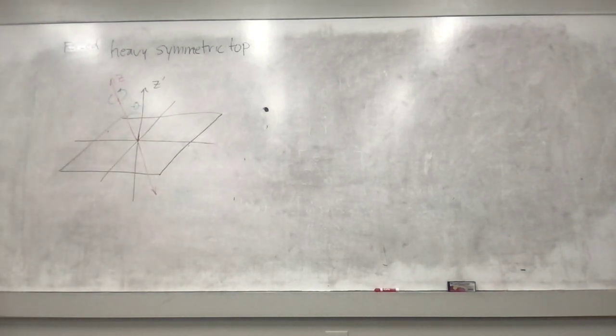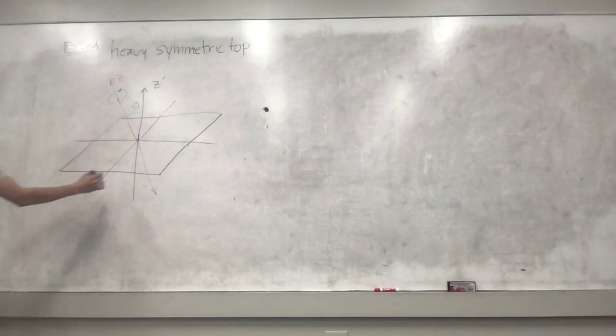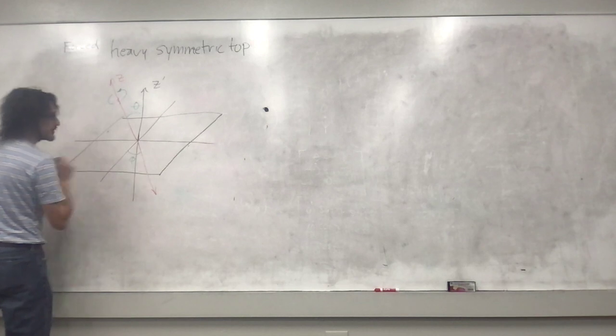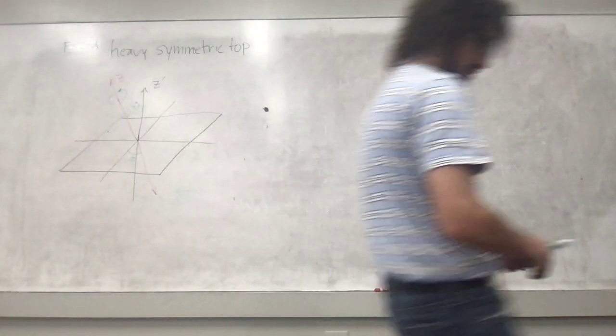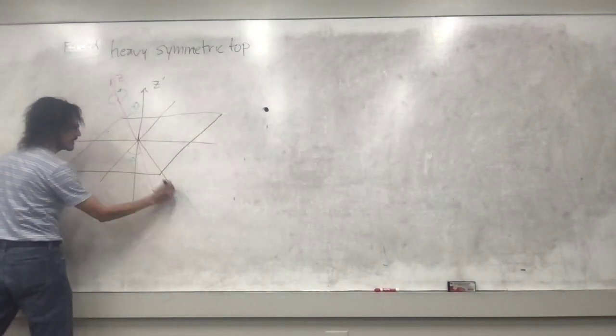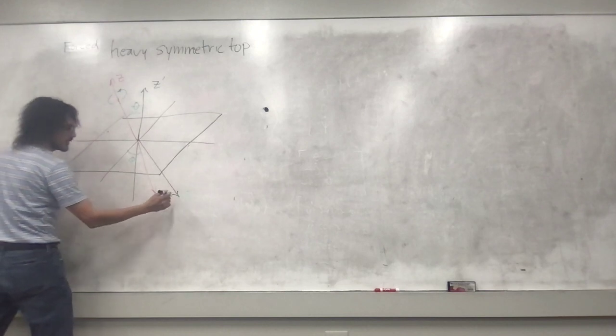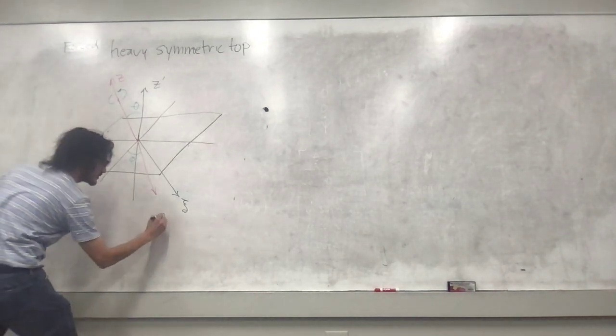The other angles were theta over here, the angle between z prime and z, so the angle between the vertical and the axis of rotation. And then we had this one over here, which is phi. I guess it's a little bit difficult to draw over here, but we had another rotation kind of over here that we called psi, the line of nodes.